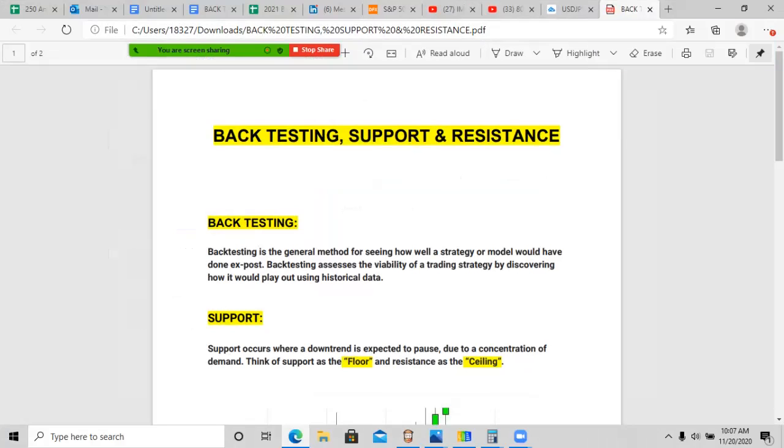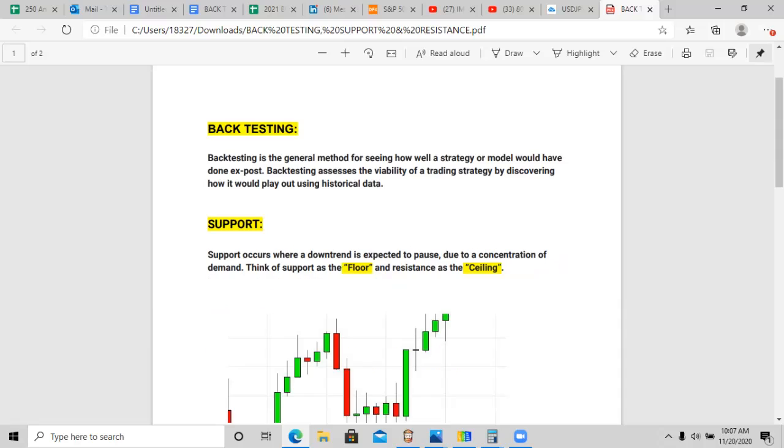Backtesting. Backtesting is the general method for seeing how well a strategy or model has done ex post. Ex post basically means after the trade has already executed, what does it look like? Backtesting assesses the viability of a trading strategy by discovering how it would play out using historical data. We're going to move to a chart and show you that once you go back, you're able to see what actually happened and if your trading strategy actually works.